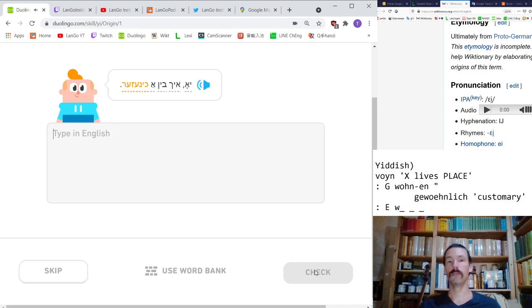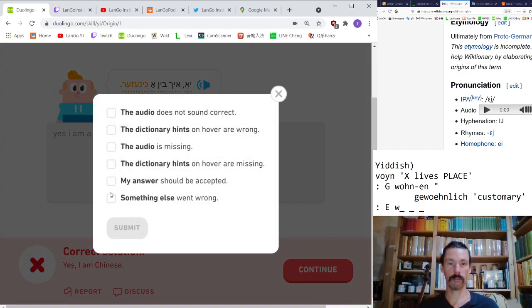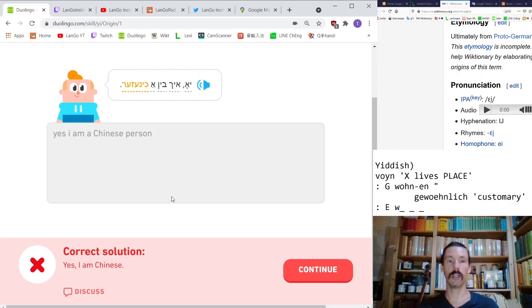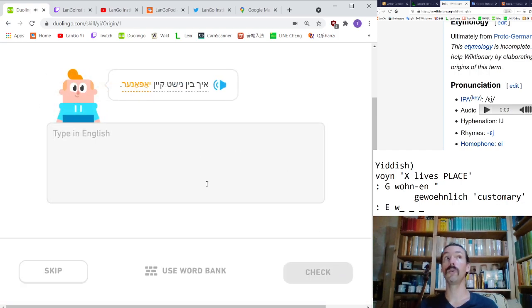Ja, ich bin ein Chineser. Ja, ich bin a Chineser. Ja, yes. Ich bin, I am, a Chineser, a Chinese person. Alright, that was a little too literal. But I think still correct. Ich bin a. So we have this invariant indefinite article. It's a for all genders in Yiddish. Ich bin nicht kein Japaner. And the old preserved harmonic negation in the verb phrase as well as on the noun. I am not Japanese is the meaning.